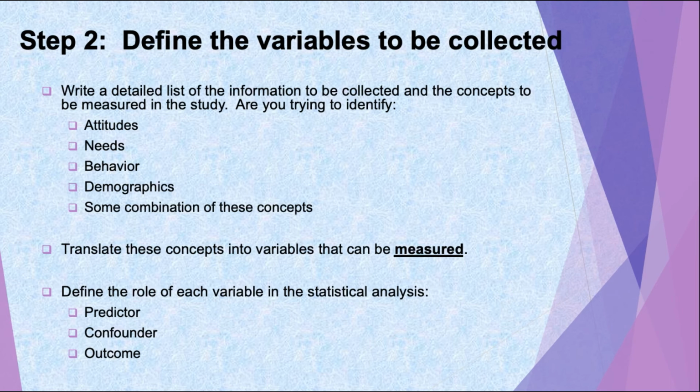Define the role of each variable in statistical analysis. Is it a predictor or a confounder on outcome? Predictor is the independent variable. Confounder is the variables or factors that influence both the dependent variable and the independent variable, like moderator, like mediator. Then the outcome is, of course, the dependent variable.